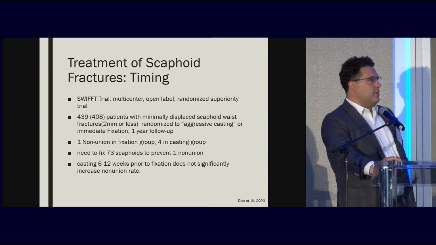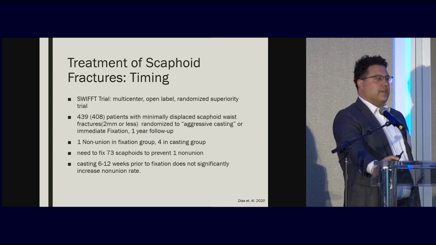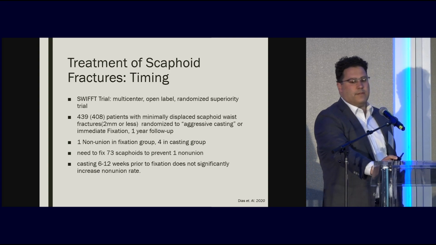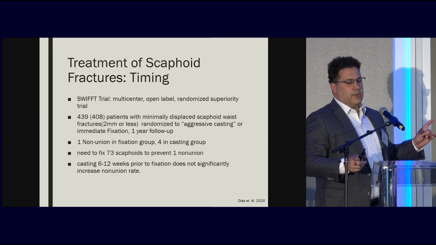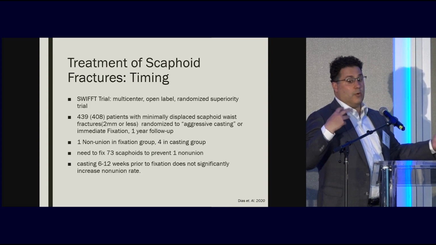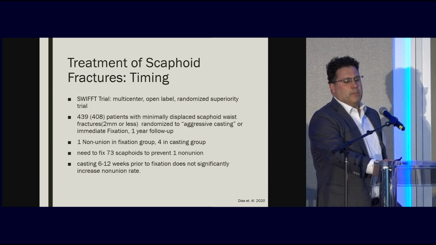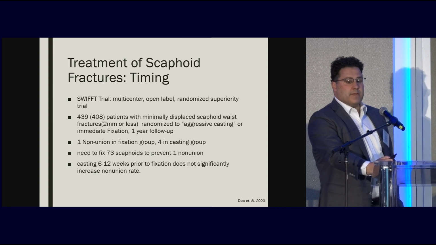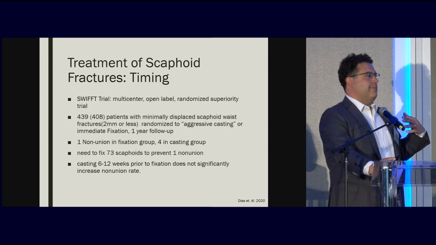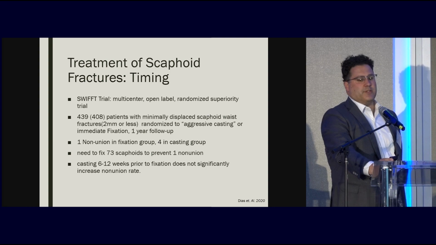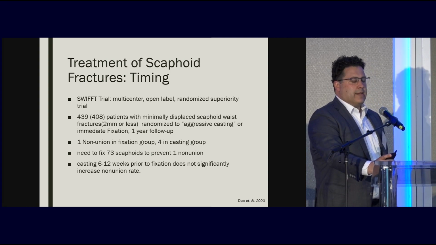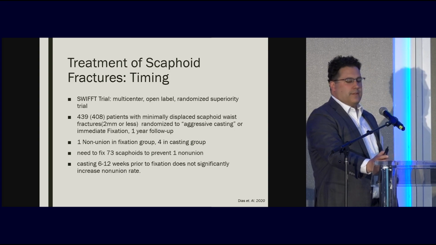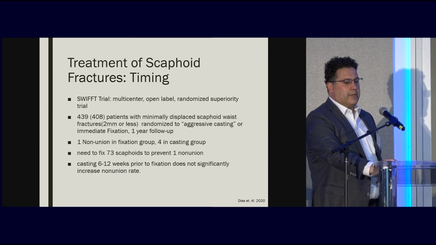And basically, they took all of their scaphoid waist fractures that were complete and minimally displaced, and they allocated them into 2 groups, either immediate fixation or aggressive casting. And the purpose of the trial was to see whether or not you could treat these with casting versus fixation. But the real take-home is that because they treated these immediately, there were only 5 non-unions in their entire group that they followed through for a year.